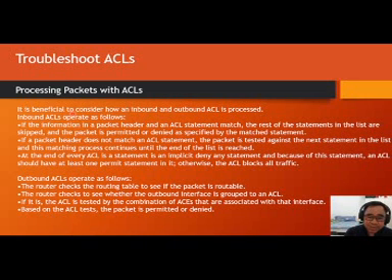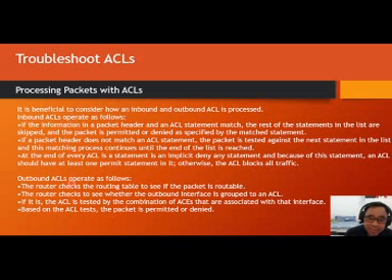It is beneficial to consider how an inbound and outbound ACL is processed. Inbound ACLs operate as follows. If the information in a packet header and an ACL statement match, the rest of the statements in the list are skipped and the packet is permitted or denied as specified by the matching statement. If a packet header does not match an ACL statement, the packet is tested against the next statement in the list, and this matching process continues until the end of the list is reached. At the end of every ACL is an implicit deny statement. Because of this statement, an ACL should have at least one permit statement in it. Otherwise, the ACL blocks all traffic.